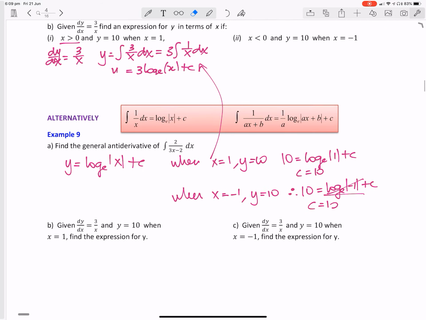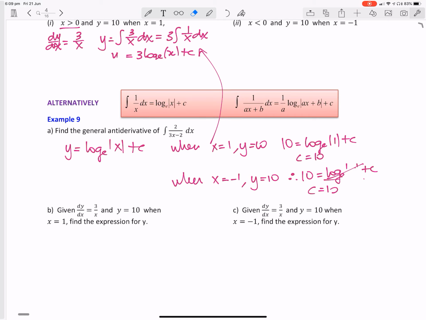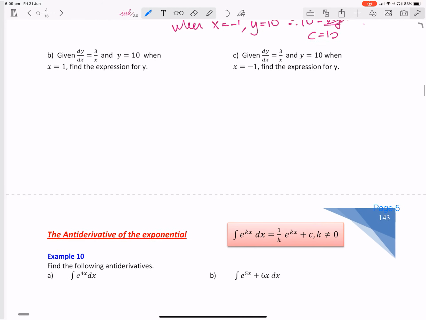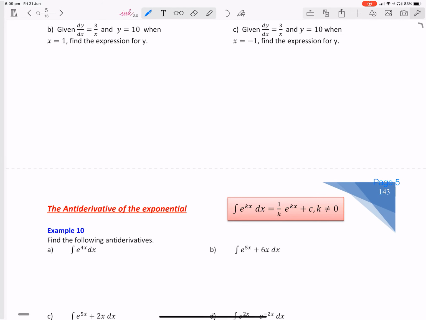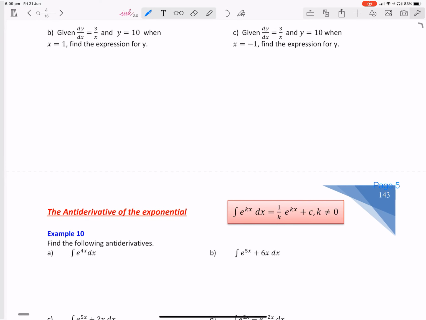So here, whenever you get a number, you evaluate what's inside the bracket. If it's positive, it's just that number. If it's negative, you just make it positive. And I've got an example here. So, it's the same question. Okay, so dy dx is 3 on x. Therefore, y is the integral of 3 on x dx, which is 3 log e mod x plus c.